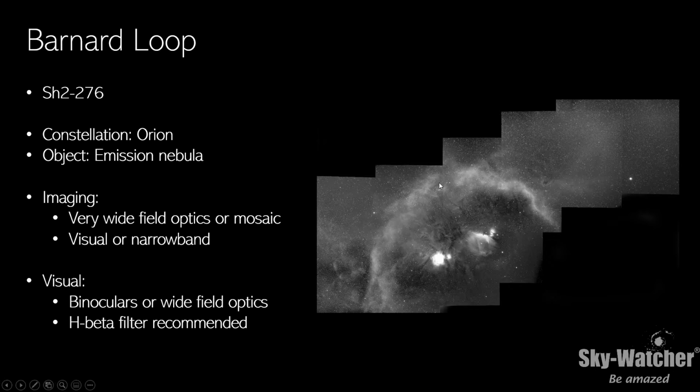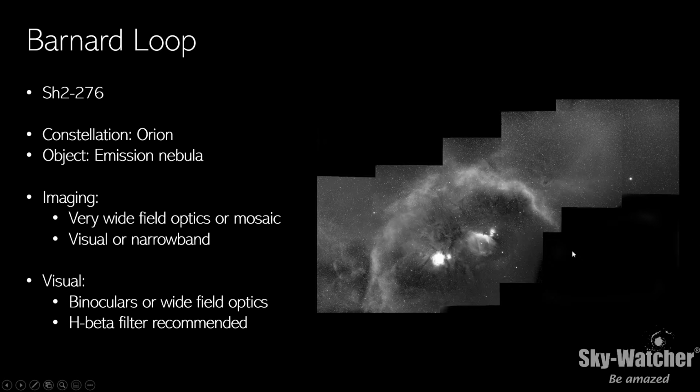Or if you're going to go after it with a telescope, you're going to be doing a mosaic to get the field that it takes to cover all of this. So this is a massive object for photographic use. Visually, binoculars, if you can find a way to put an H-beta filter on binoculars or a really wide field refractor with low power to pan through, this is something to check out.